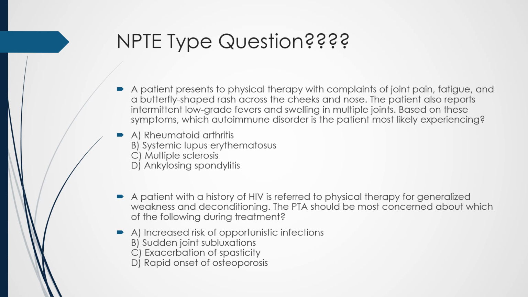Ankylosing spondylitis. The second question is: a patient with a history of HIV is referred to physical therapy for generalized weakness and deconditioning. The PTA should be most concerned about which of the following during treatment? A. Increased risk of opportunistic infections. B. Sudden joint subluxations. C. Exacerbation of spasticity. Or D. Rapid onset of osteoporosis.